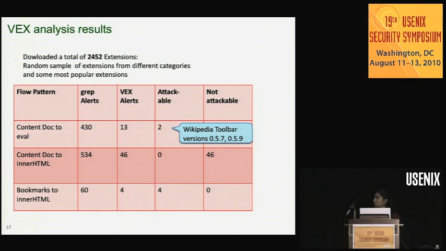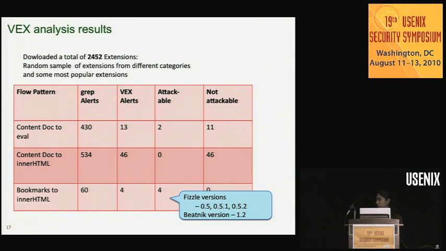The first two extensions were two versions of the Wikipedia toolbar, and they had a flow from content document to eval. Wikipedia toolbar helps Wikipedia editors and gives shortcuts to them. This was an entirely new vulnerability which we found through VEX. We reported this as a CVE vulnerability and also reported this to the extension author, who subsequently corrected his extension.